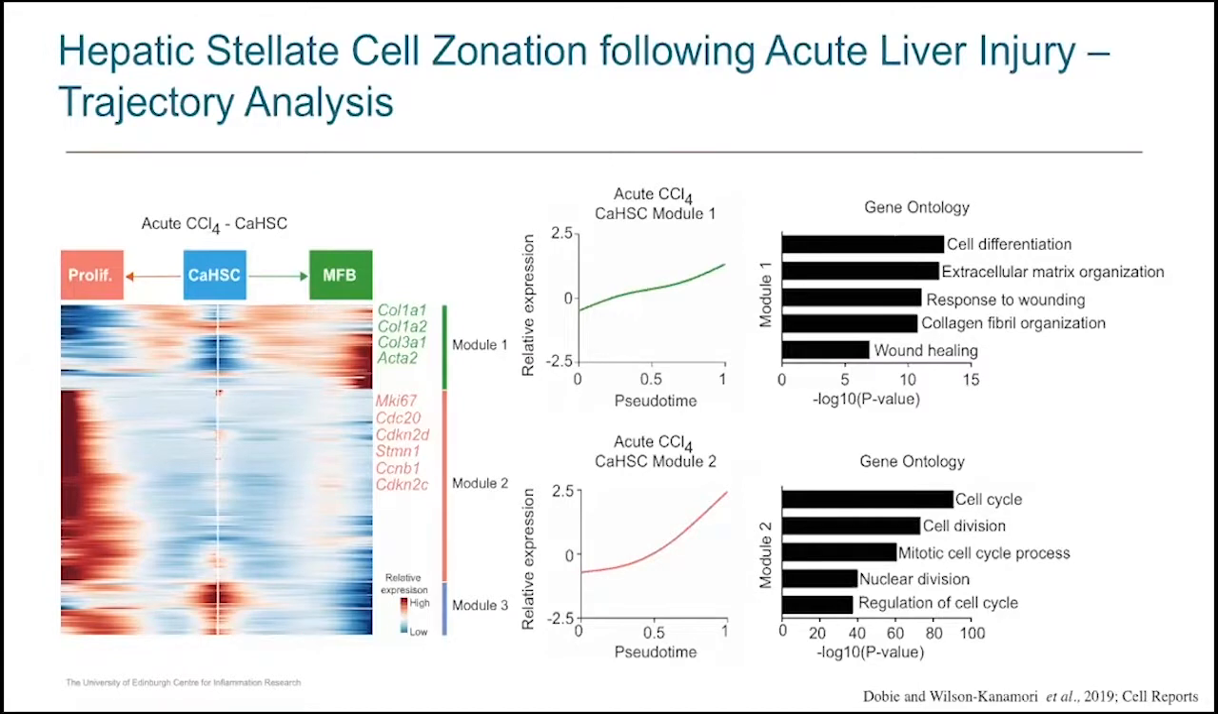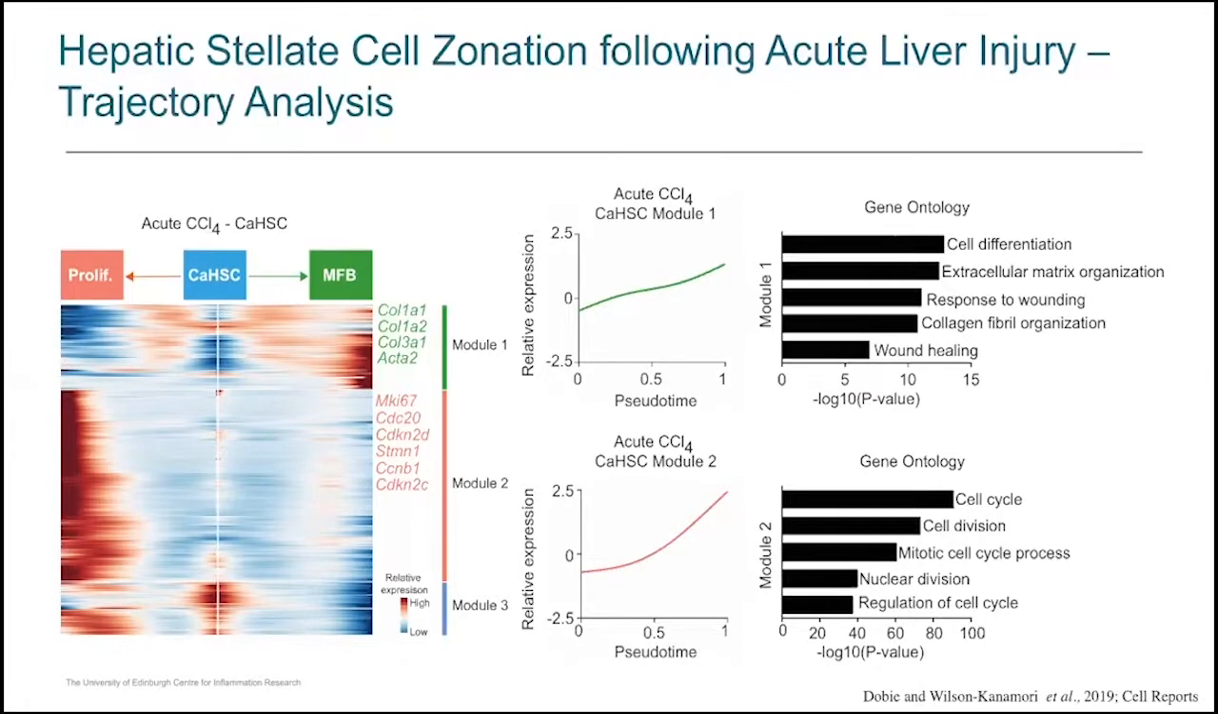Module 1 in green represents the genes that are upregulated along the activation branch, and Module 2 in orange, the genes that are upregulated along the proliferation branch. The spline curves show the relative expression of each group of genes, each module, across the trajectories, and the gene ontology terms confirm their classification.